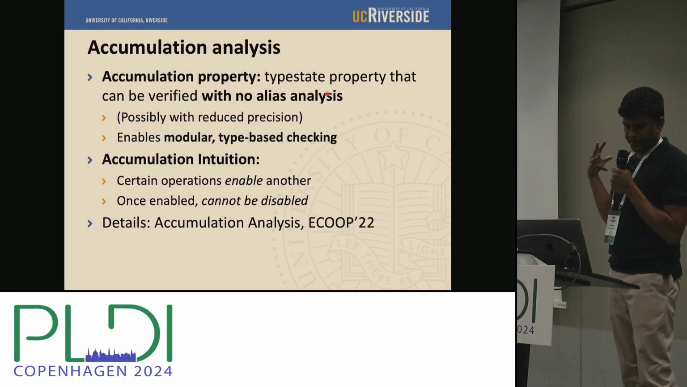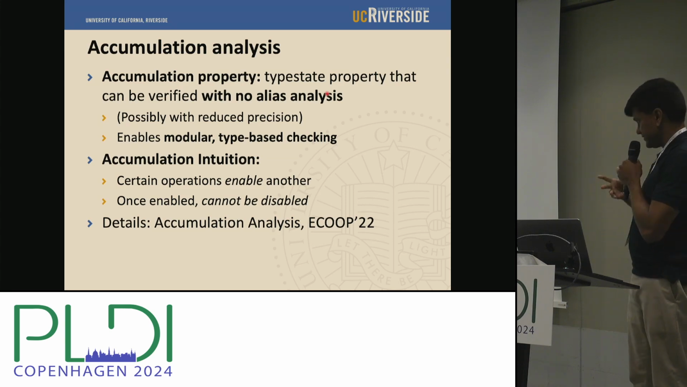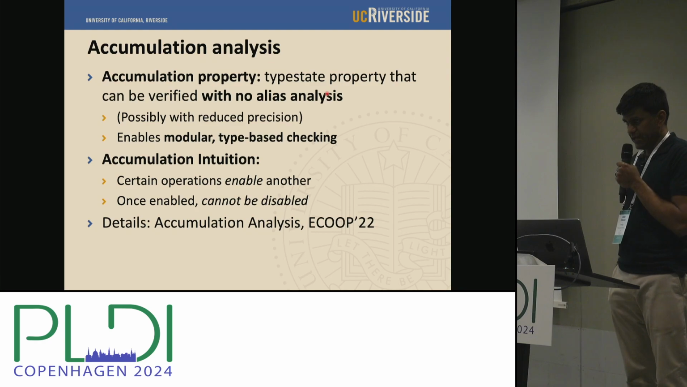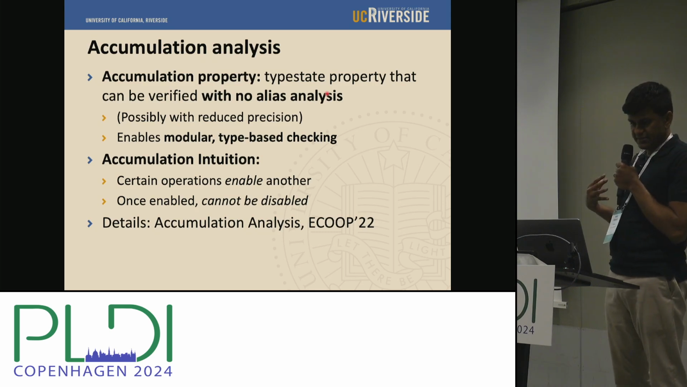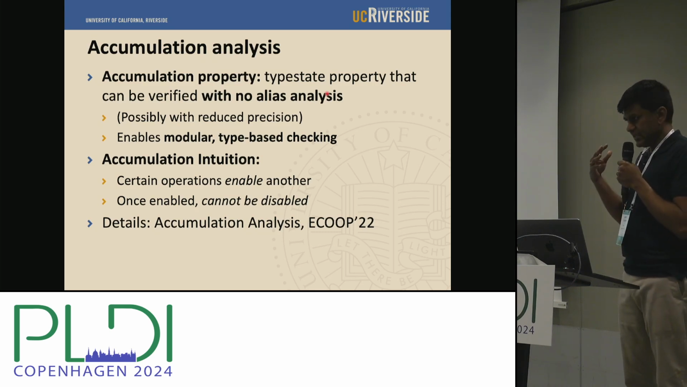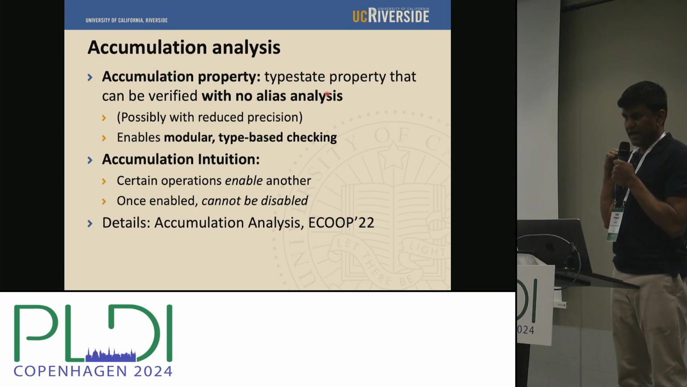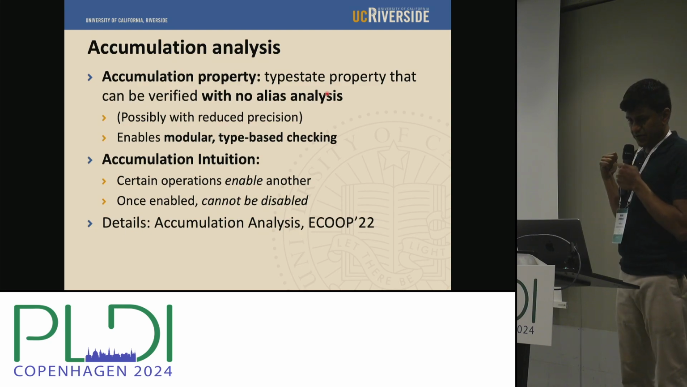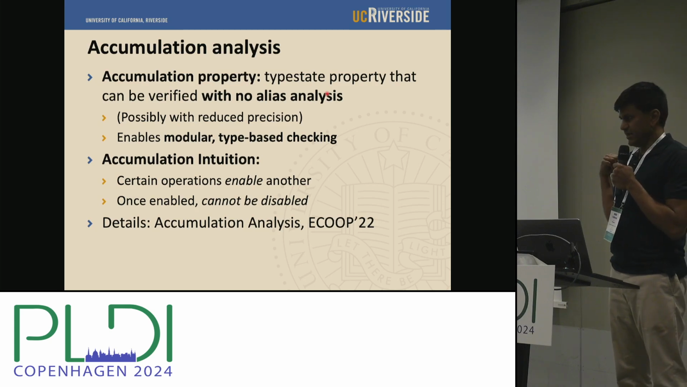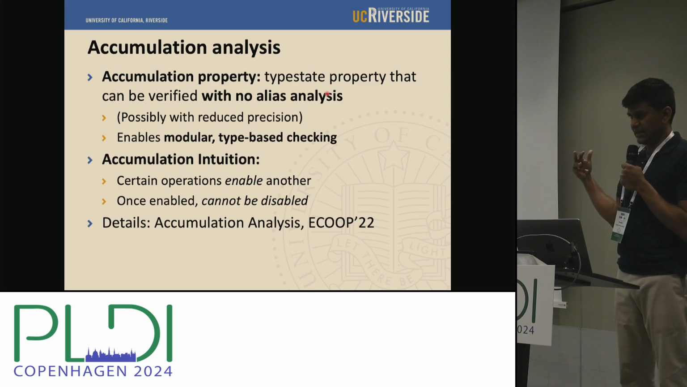I'm not going to get into all the formal definitions of what is an accumulation property. You can see our ECOOP 2022 paper for all the details, but the intuition is that you have type state systems where certain operations enable some other operation of interest, right? They make them legal, and once that operation becomes legal, it can't be disabled, okay? There's nothing else that's going to make it illegal.